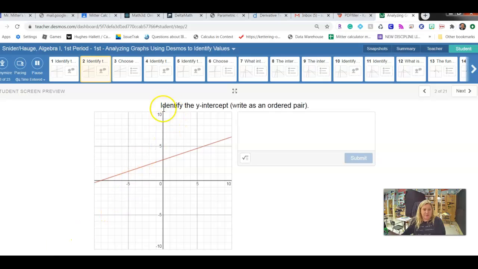Slide 2, identify the y-intercept. So we're looking at the y-axis right here. Where does it hit? Boom, right there. 0, 3.